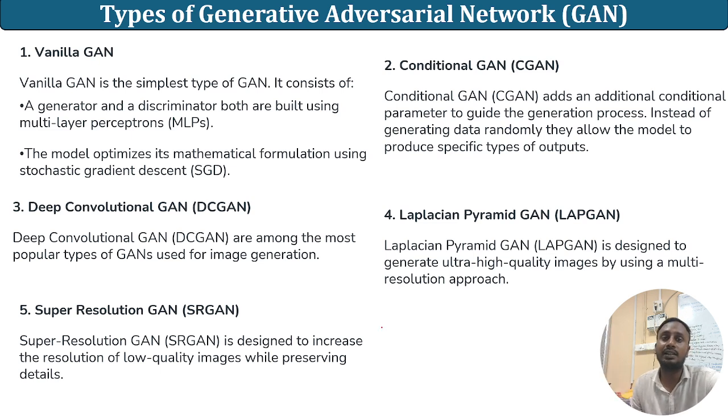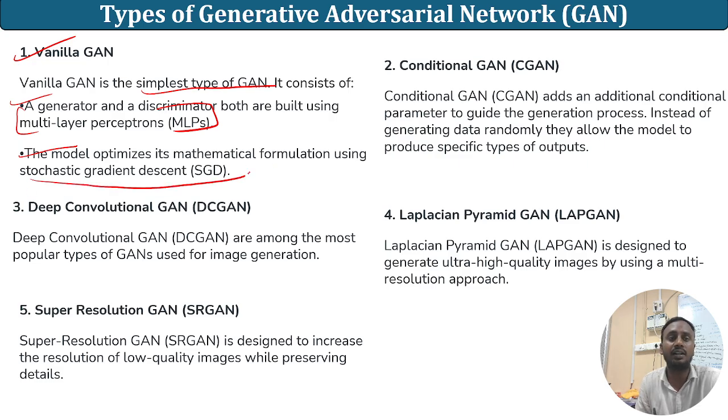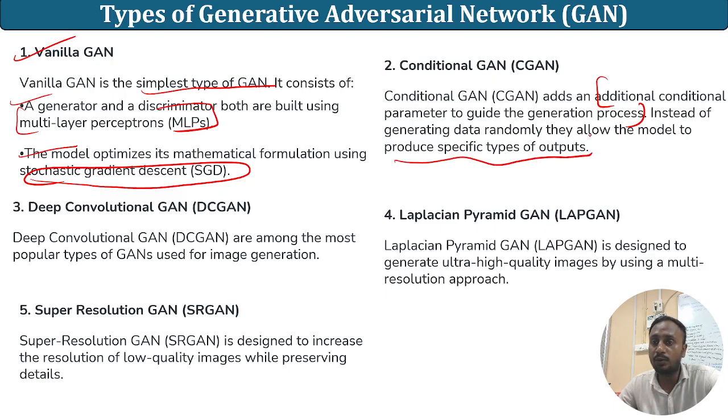So what are the types of GAN? It's called vanilla GAN, a simple type of GAN. It consists of the generator and discriminator, based upon the multi-layer perceptron. The model optimizes its mathematical function using stochastic gradient descent. Second one, conditional GAN. It adds an additional conditional parameter to guide the generation process. Instead of generating data randomly, it allows the model to produce specific types of output. If I say I have to generate an image, an image will be created. If I say you have to generate a signal, it will create a signal.